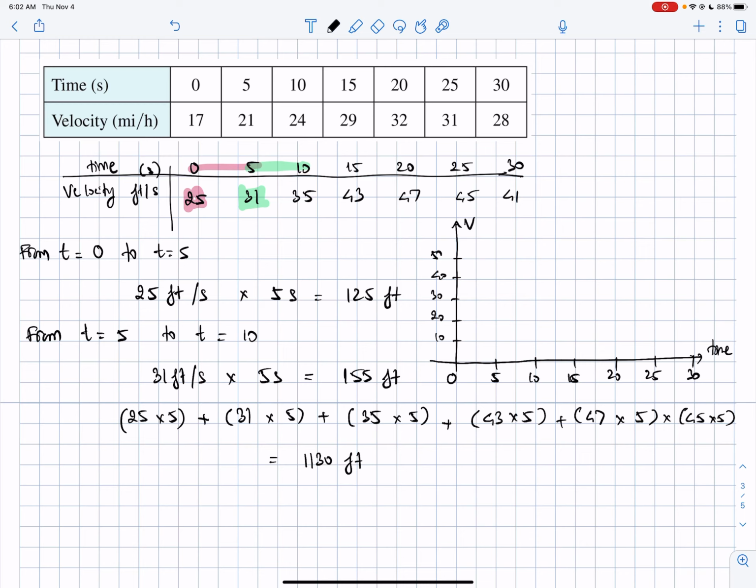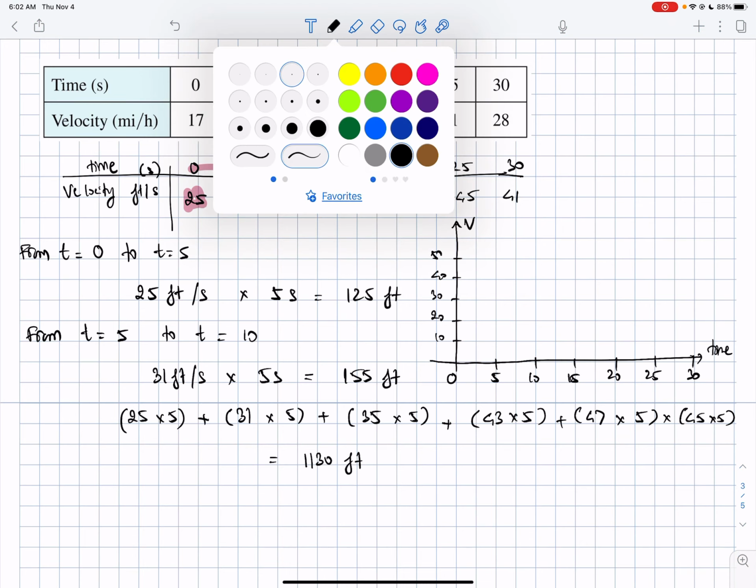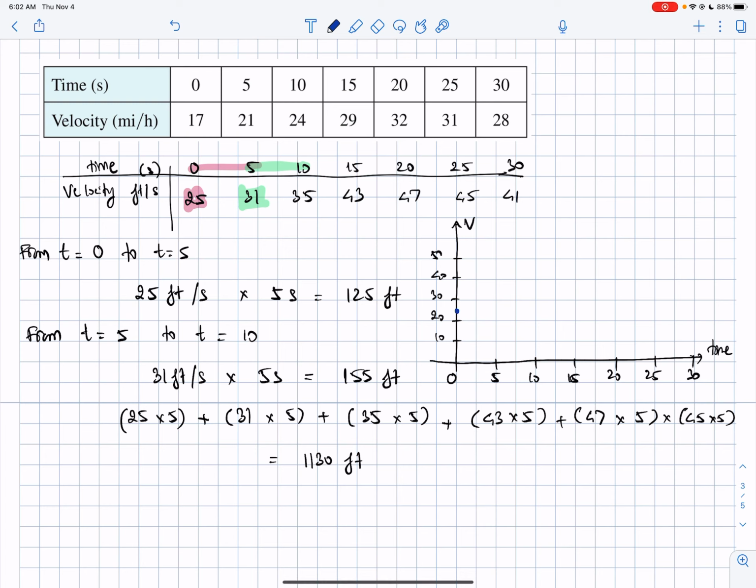So we have 0, 25. So we have this point. And then 5, 31. 10, 35. 15, 43. 20, 47. 25, 45. And then 30, 41. Now we connect these points.